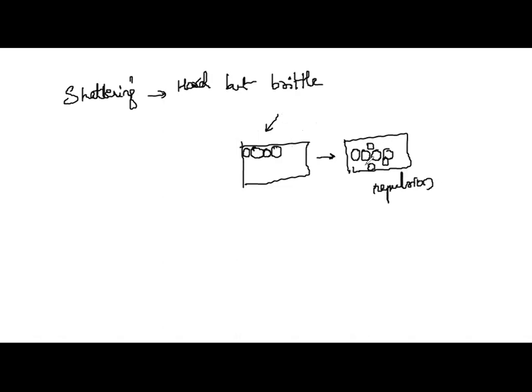So when there comes repulsion, what will happen? When there is repulsion, they will try to move away from each other as far as possible. Therefore, it makes the crystal shatter.